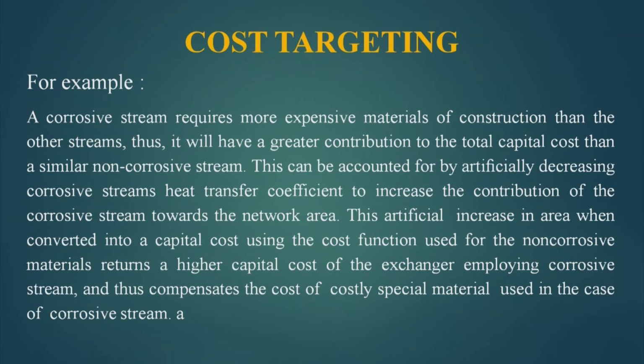Suppose a corrosive stream requires more expensive material of construction than the other streams. Thus, it will have a greater contribution to the total capital cost than a similar non-corrosive stream. This is very clear, because to handle a corrosive stream, we have to use expensive material, maybe titanium in some cases. And if we compare the cost of titanium with mild steel, which is generally used for ordinary streams, then the cost is very high.